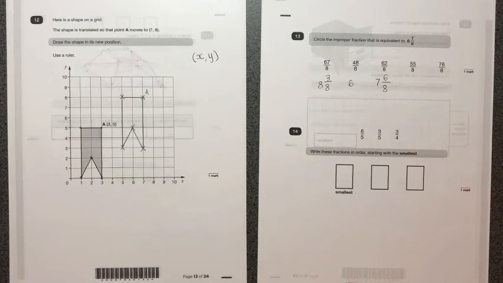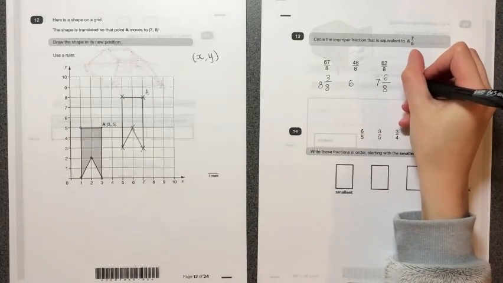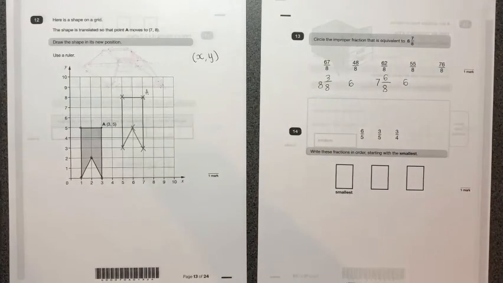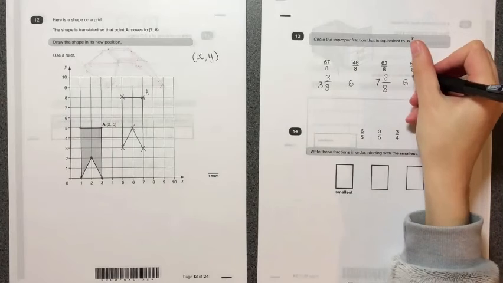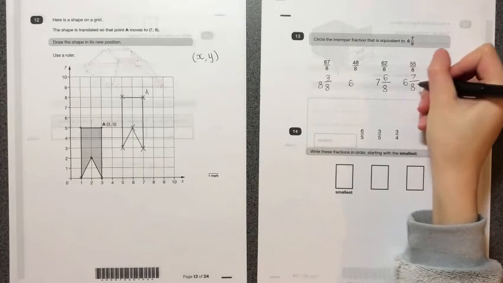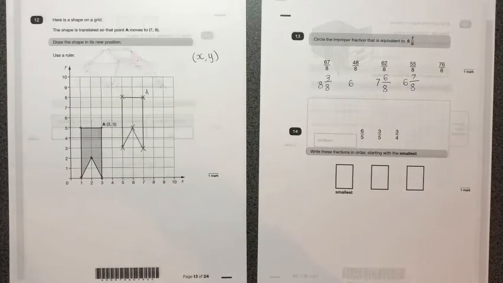Our next one, how many times does 8 go into 55? That goes 6 times. 6 times 8 is 48. 55 minus 48 gives us 7. 6 and 7 over 8.